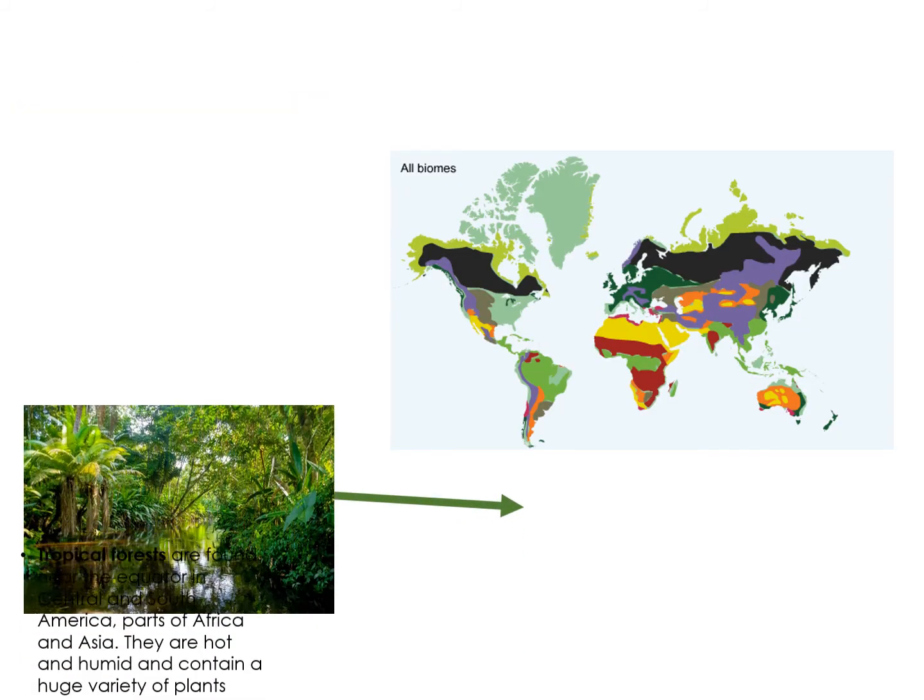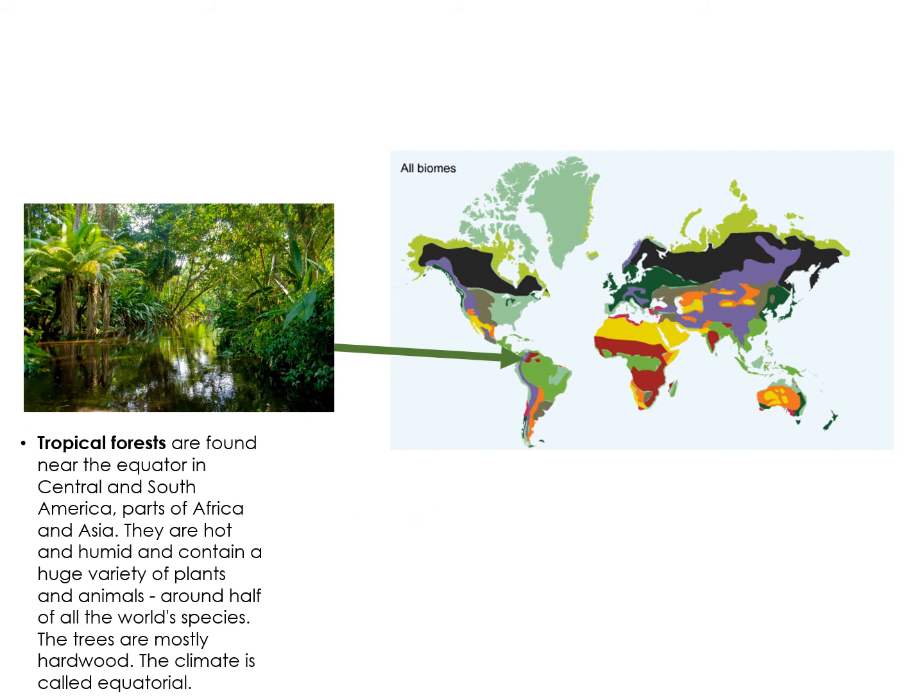So to recap, the tropical rainforests are found near the equator in Central and South America, parts of Africa and Asia. They're hot and humid and contain a huge variety of plants and animals, around half of all the world's species, a great biodiversity. The trees are mostly hardwood, that means not conifers, and the climate is called equatorial.